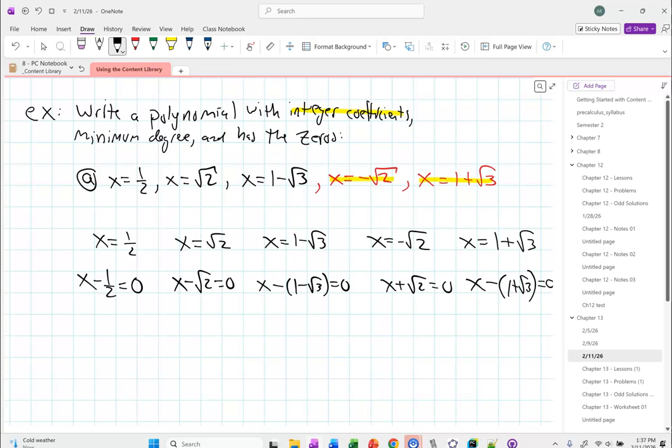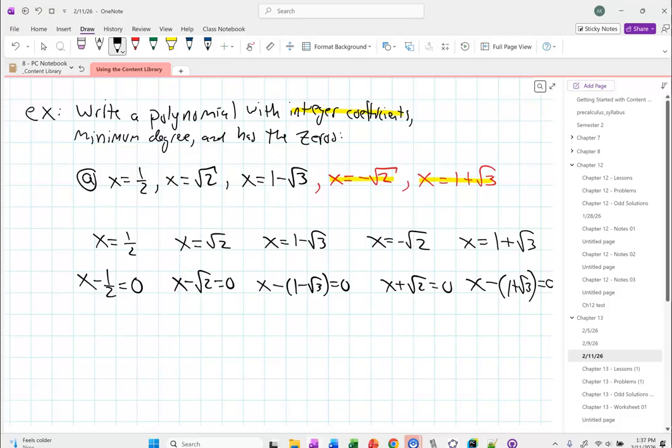Everybody okay with what I did there? So now I have, yes? Why don't we have x equals negative 1/2? Because 1/2 isn't irrational, right? There's no radical in it, so it doesn't need a conjugate. Good? Okay. So now I have these 5 separate polynomials, right?